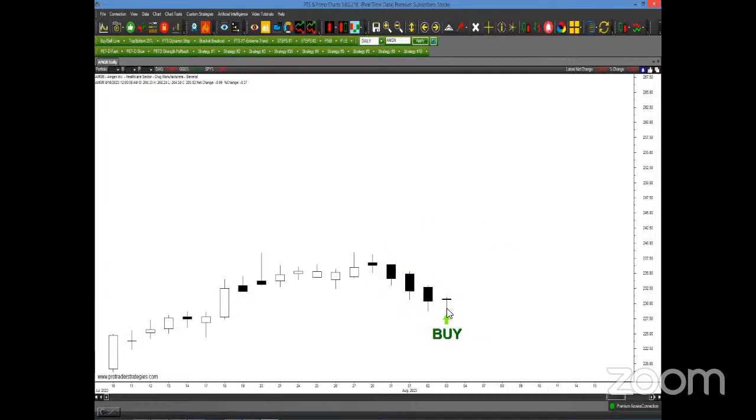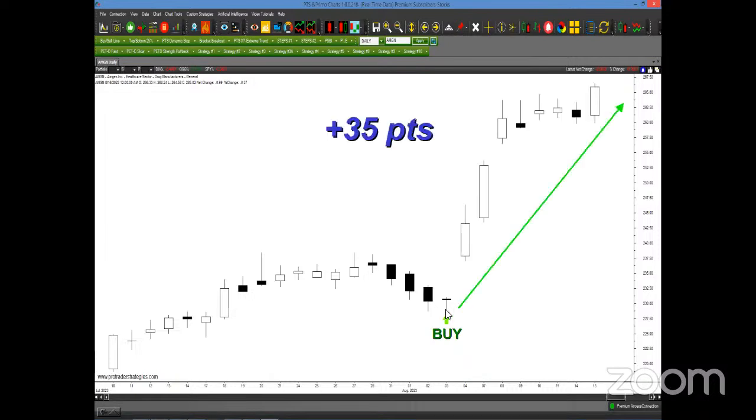Strategy number 9 generated a buy signal right at the bottom of that pullback. This was just about a month ago. 35 points in less than a couple of weeks you could have potentially captured. And remember, you could have purchased calls if you wanted to with a low premium price because of the sell-off. It's up to you.